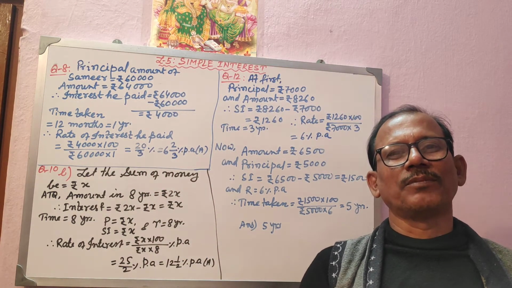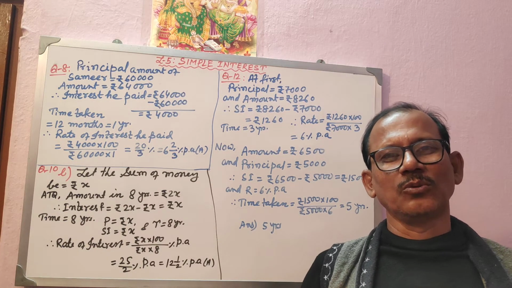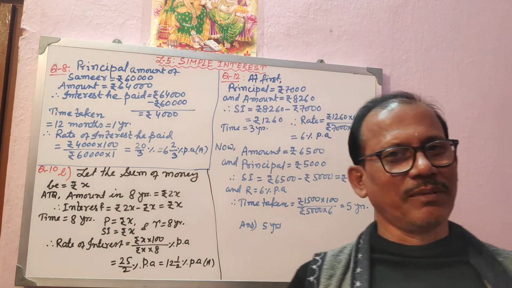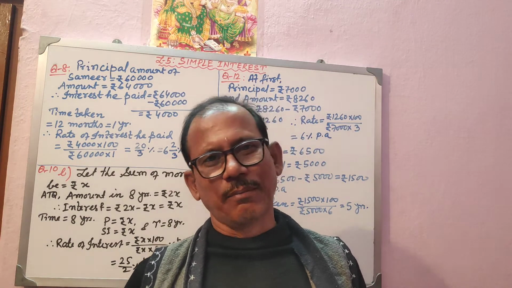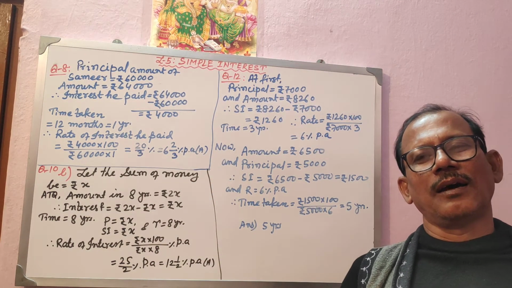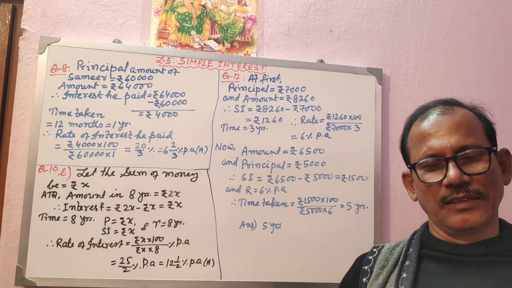So, the master formula of this lesson is simple interest. Interest is equal to the product of principal into rate into time divided by 100. Usually time is given in years and rate percent is given per annum. If rate percent is not given per annum, then you have to find the time accordingly.